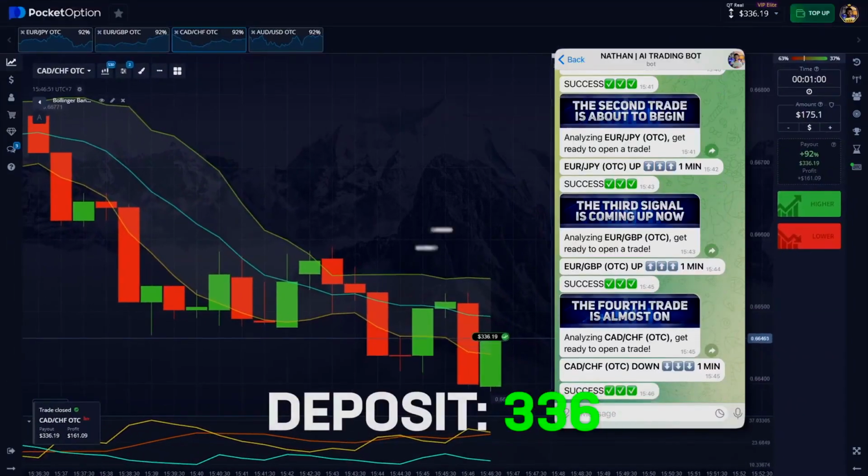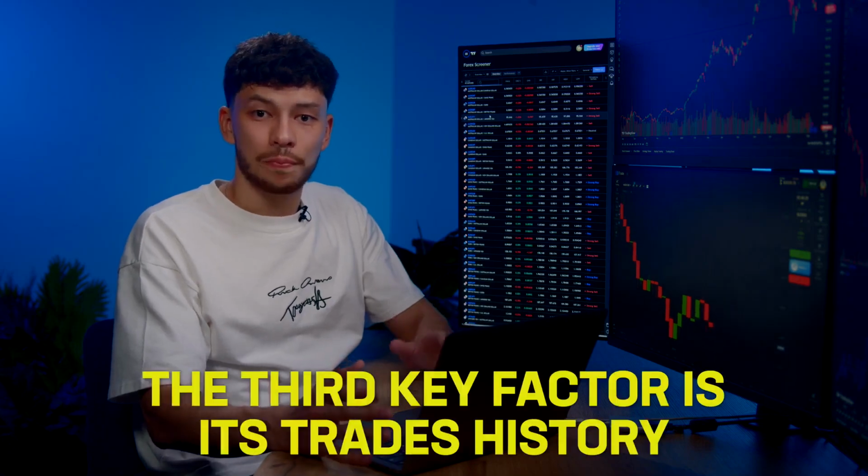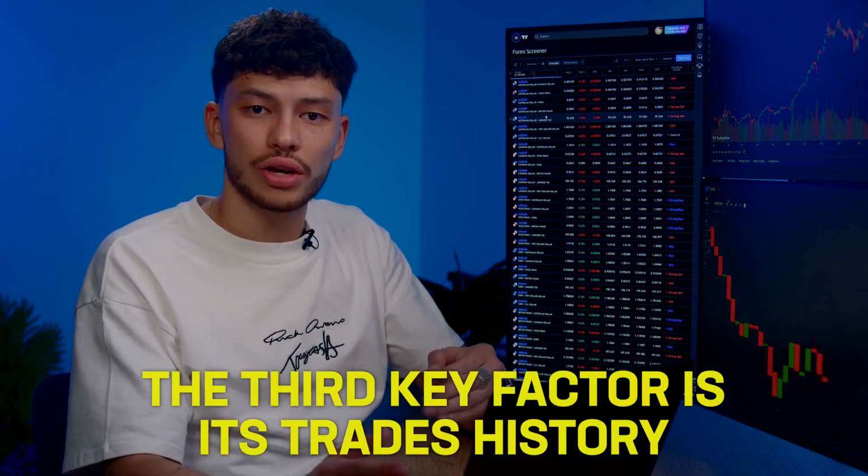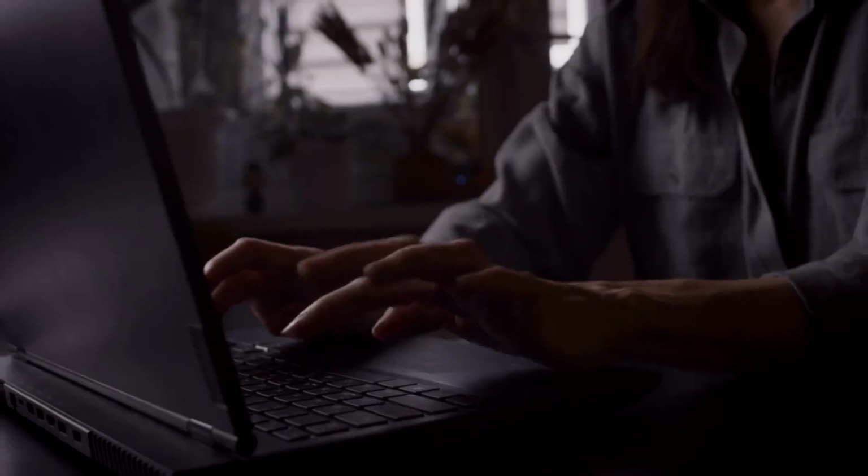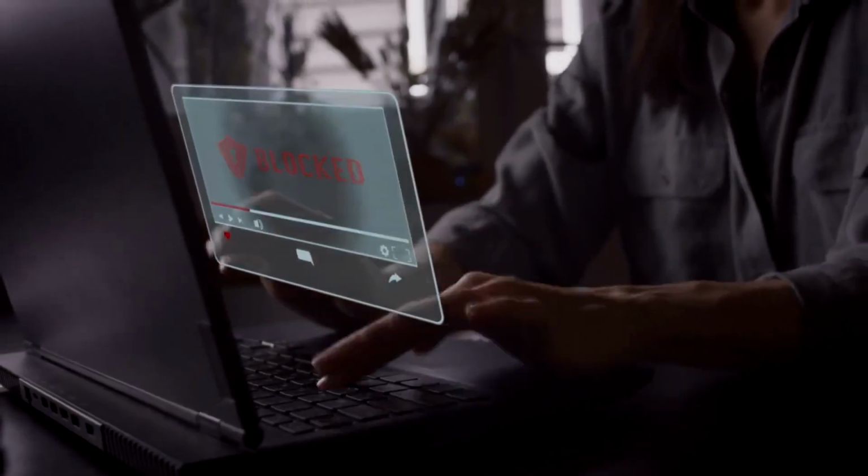Another key factor when choosing a trading bot is its trades history. It's important to review its track record and understand its performance. If that history is not available to the public, it's a red flag. A developer confident in their bot won't have anything to hide.